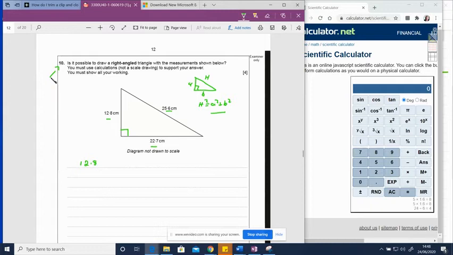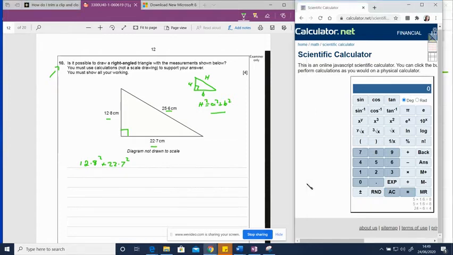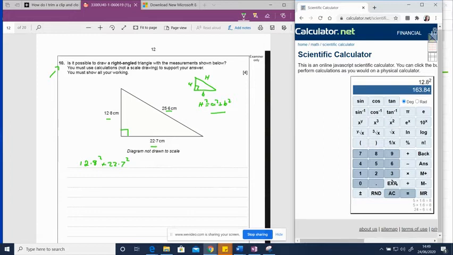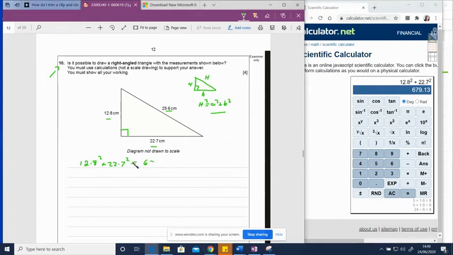So 12.8 squared plus 22.7 squared, and I will need my calculator for this. So 12.8 squared plus 22.7 squared is equal to, from my calculator, 679.13.